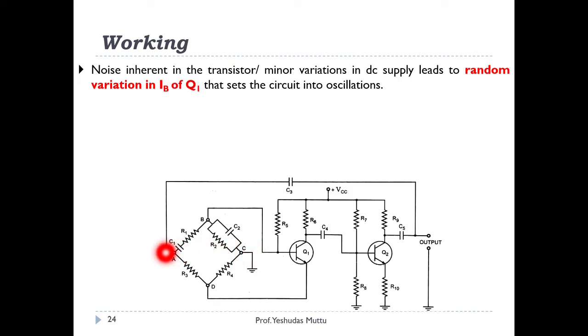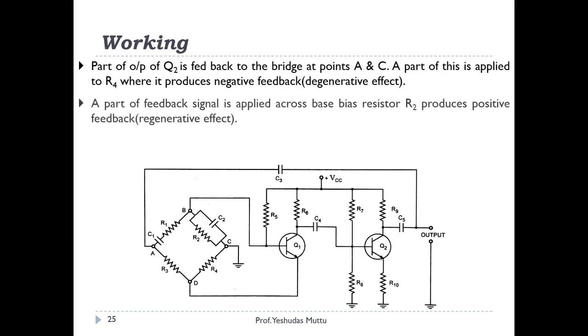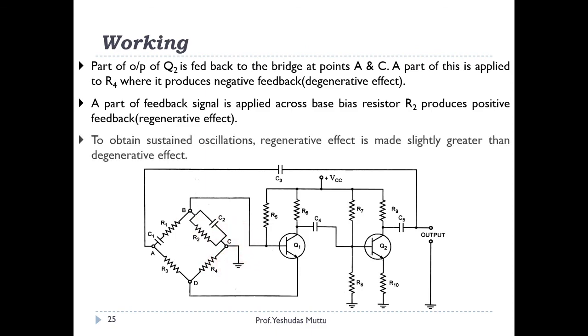Now when I say it's fed back, part of this feedback signal is given to R4, which will result in negative feedback. I explained that in the previous slide also. And part of this feedback is given to R2C2, which will result in positive feedback. But care is taken so that the positive feedback is more than the negative feedback, because it should act like an oscillator. This is it with the working.